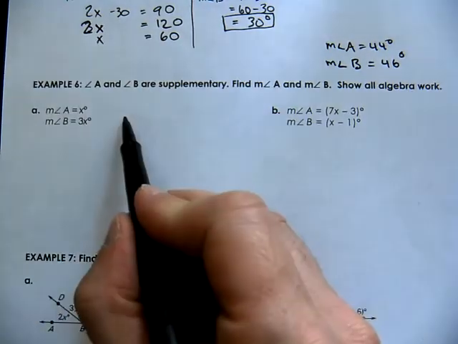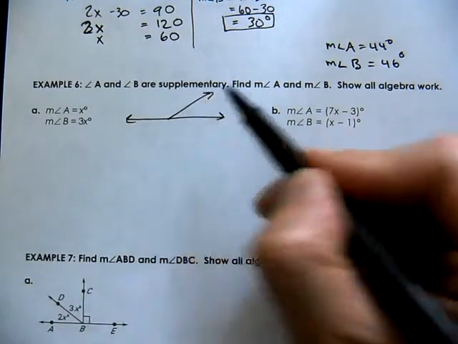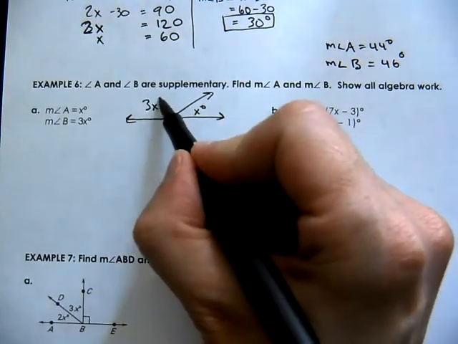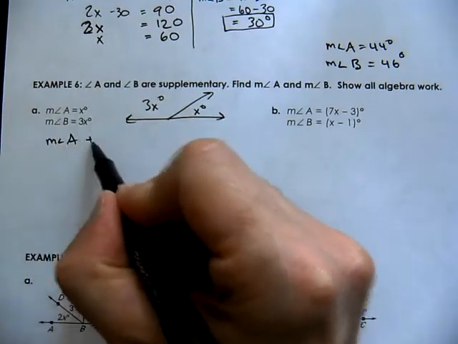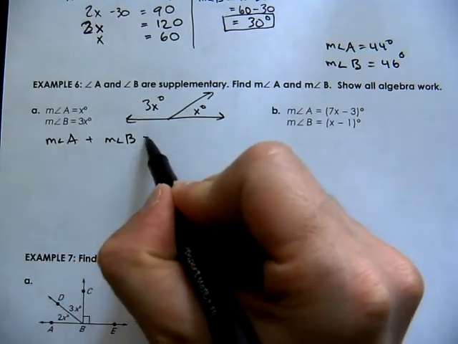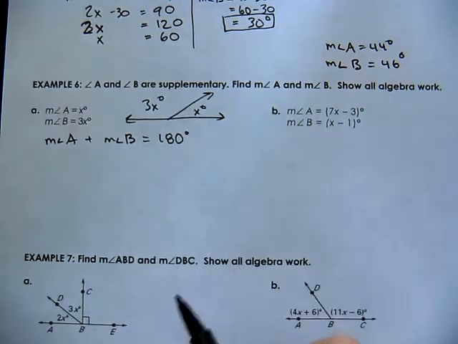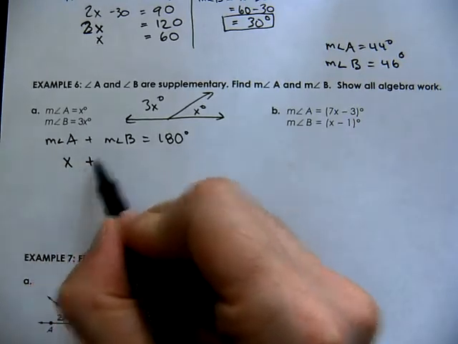Now if we're talking about supplementary angles, and we were to draw a diagram, it could be something like this, where maybe that's the angle, that's the x degrees, and this is the bigger angle with the 3x degrees. So the measure of angle A plus the measure of angle B equals 180. That's our supplementary pair.